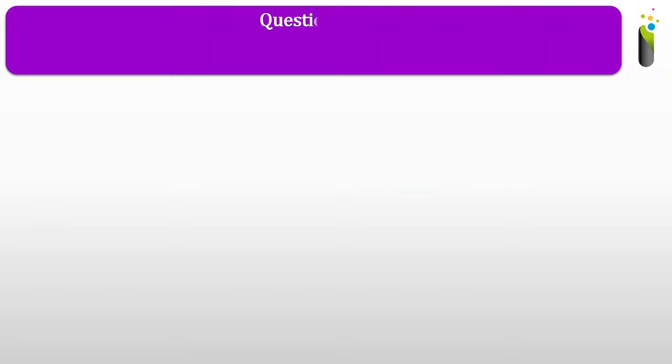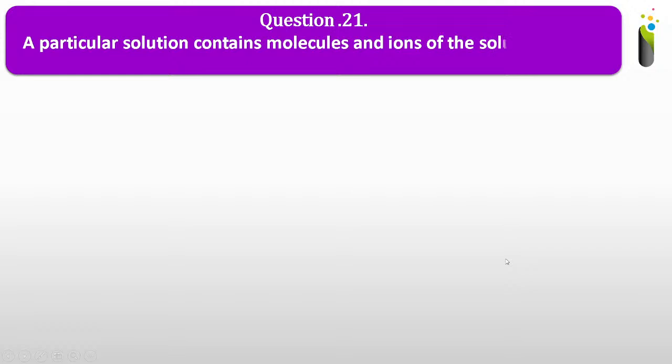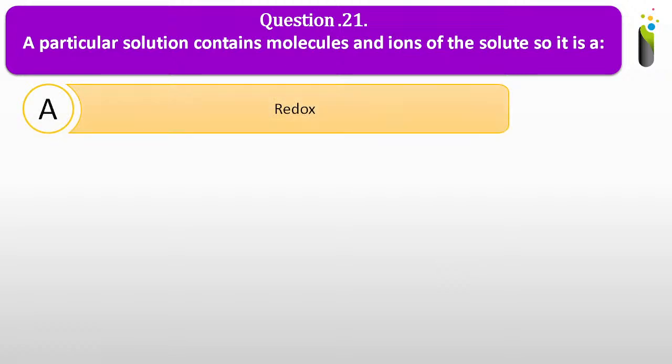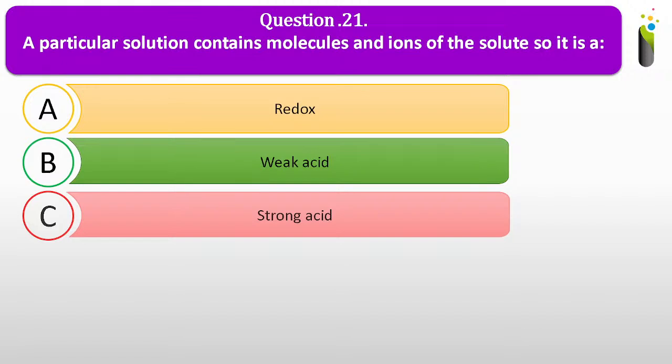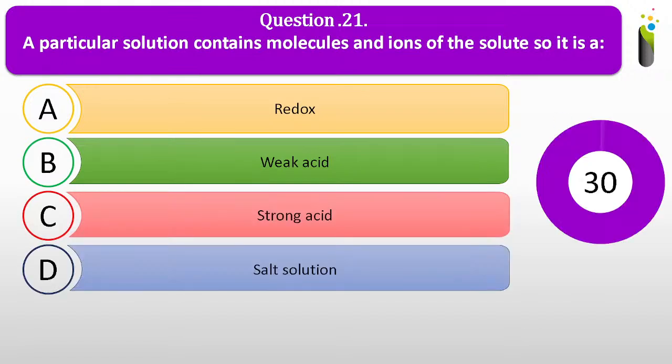Coming to the next question, number 21. A particular solution contains molecules and ions of the solute. So it is a dash. A, redox. B, weak acid. C, strong acid. D, salt solution.